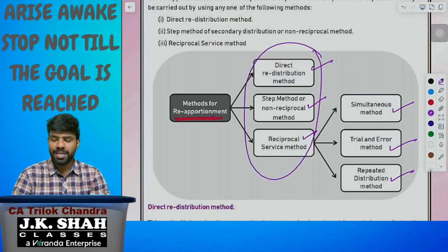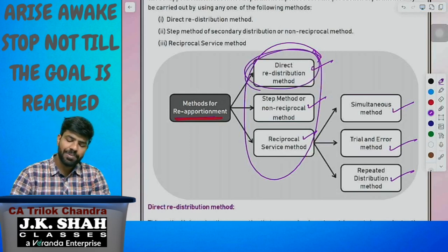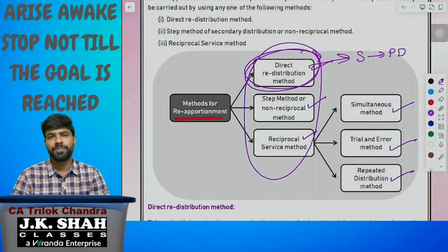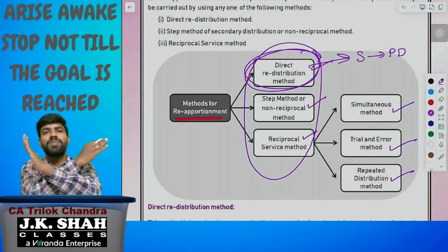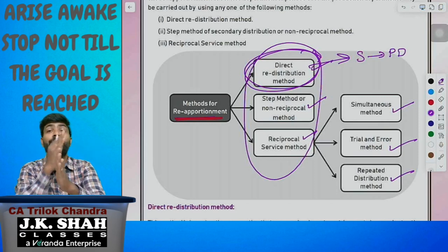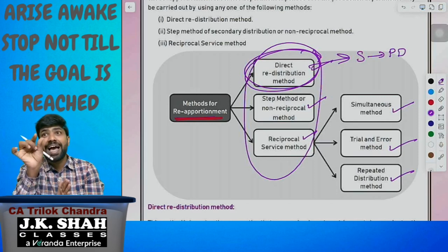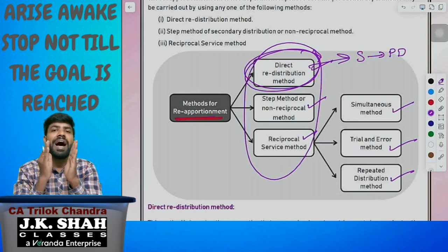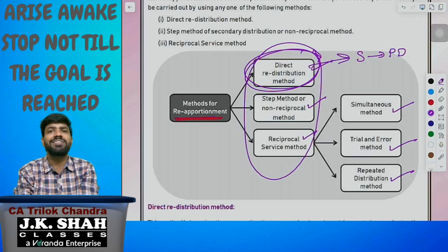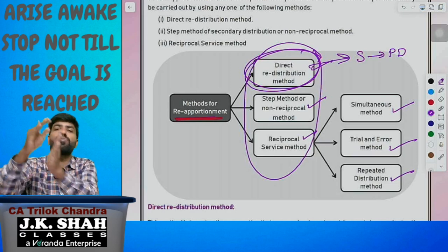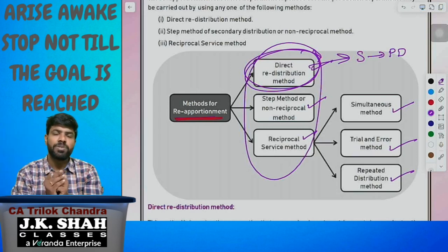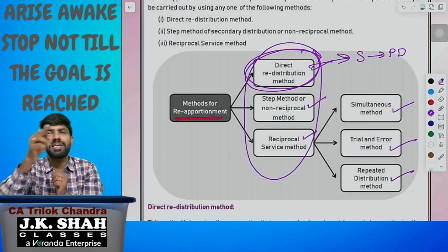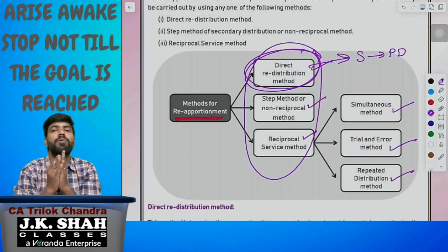Let us understand first three different methods of the secondary distribution summary. Direct redistribution method. So the assumption of this method is service is provided only to the production departments. There is no exchange of service between the service departments. Direct redistribution method means directly redistributed to production department, because under secondary distribution the task is service department cost should be distributed to the production department. So under direct redistribution method, the service department cost will be directly given to the production department.